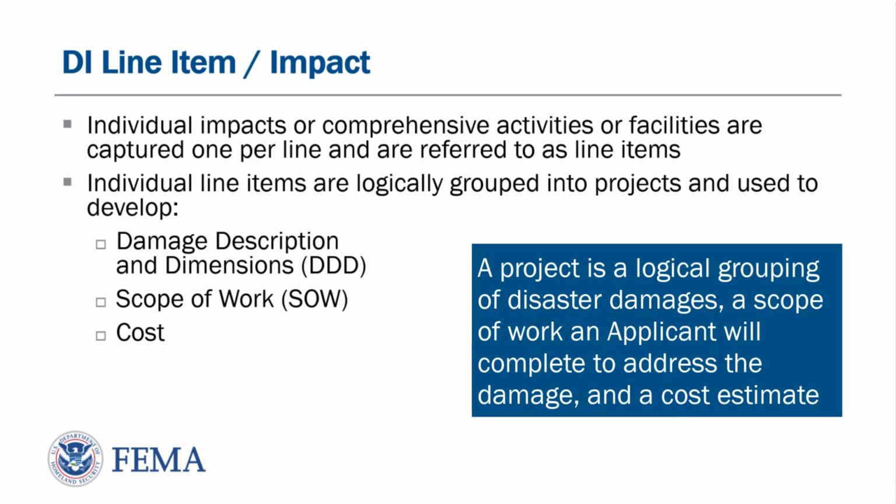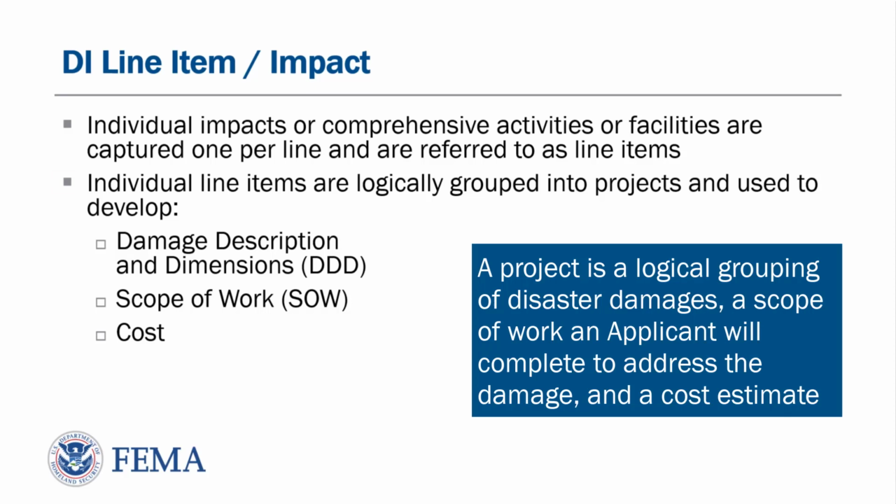Damage inventory line items, sometimes also just shortened to line items, are individual impacts or comprehensive activities that are captured on the DI, one per row. The DI will be entered into Grants Portal and used to create projects. The Program Delivery Manager and the applicant will work together to make sure all of the activities and impacts are captured and separated properly on the DI.